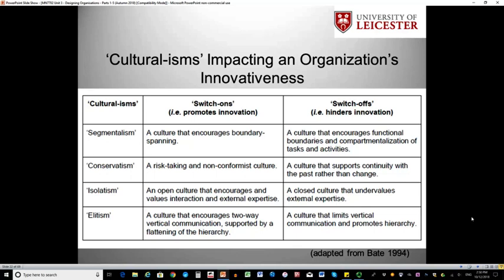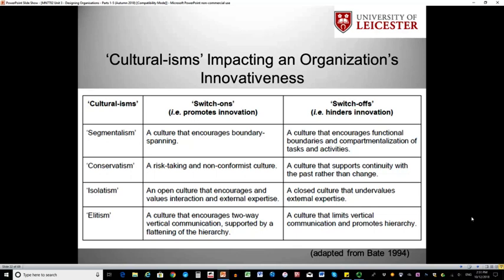I just want to talk, and I've made some notes in the online materials that you can go and have a look at. Just building on the work of Cantor, an academic called Bates looked at what he called different culturalisms. And this is another way in which you might think about the culture and modes of organising within an organisation that help us think about what encourages or discourages or helps or hinders innovation.